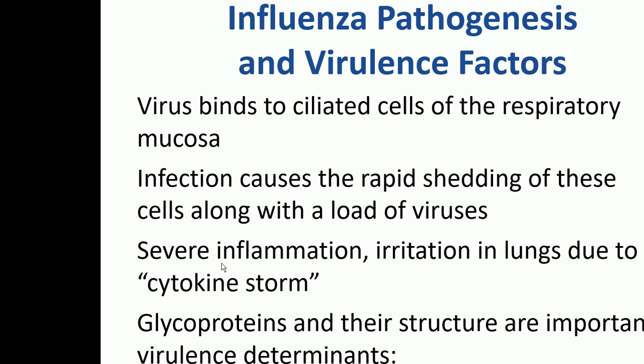So the virulence factors: basically this virus binds to the ciliated cells of the respiratory mucosa. This virus causes severe inflammation and irritation in the lungs due to a cytokine storm. Glycoproteins and the structure are important virulence determinants.